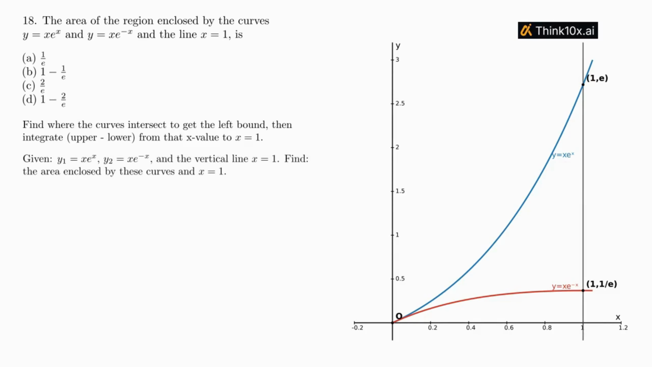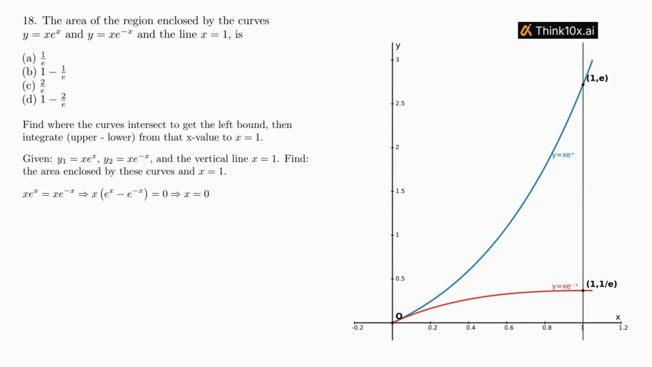Let's list what we're given and what we're trying to compute. The curves are y equals x times e to the x and y equals x times e to the negative x. And the region is closed on the right by x equals 1. So we'll need the x interval that closes the region, and then we'll compute the area between the curves on that interval.